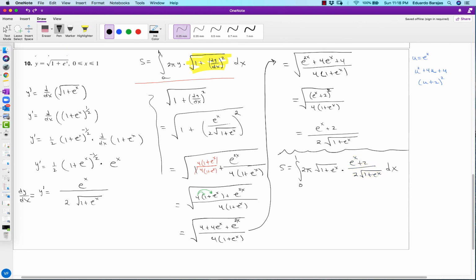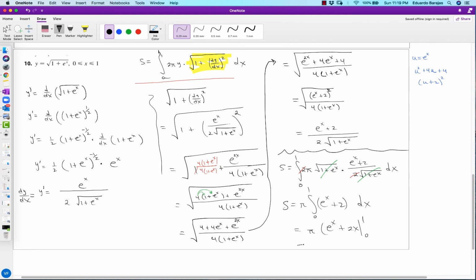All right, let me zoom over here. So now this is luckily going to reduce quite a bit. This 2 reduces with that 2. And this whole root, the square root of 1 plus e to the x, cancels with that. And so this whole thing just simplifies to become, let's pull the pi out in front, the integral from 0 to 1 of e to the x plus 2 dx. Okay, so we know that's going to become pi times e to the x, the antiderivative of e to the x is just e to the x, plus 2x evaluated from 0 to 1.